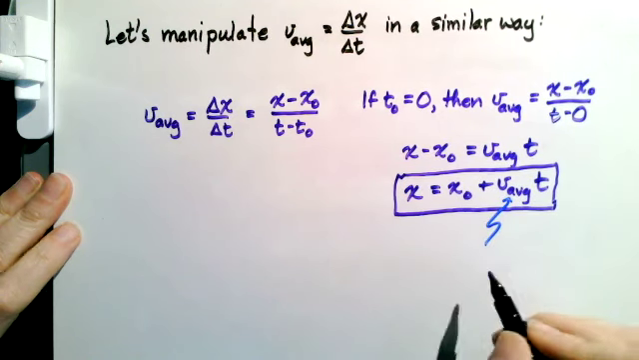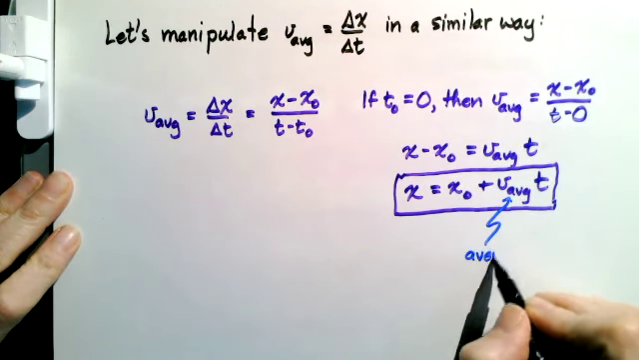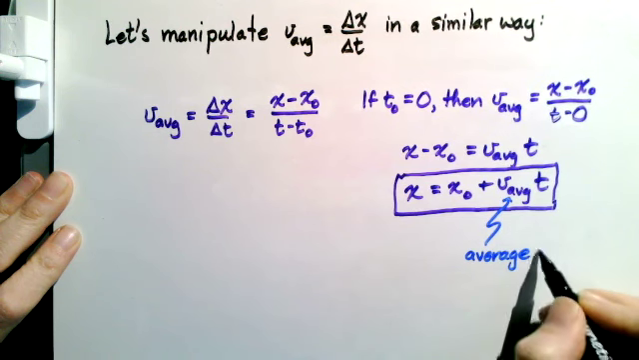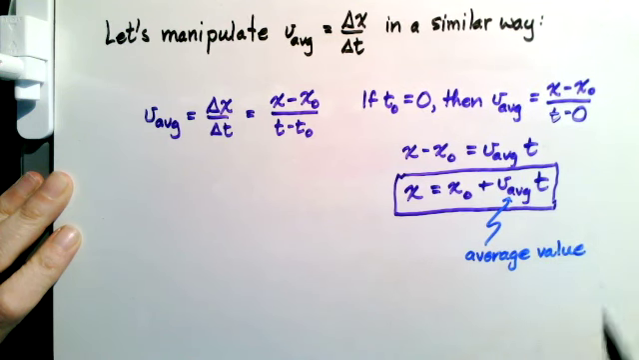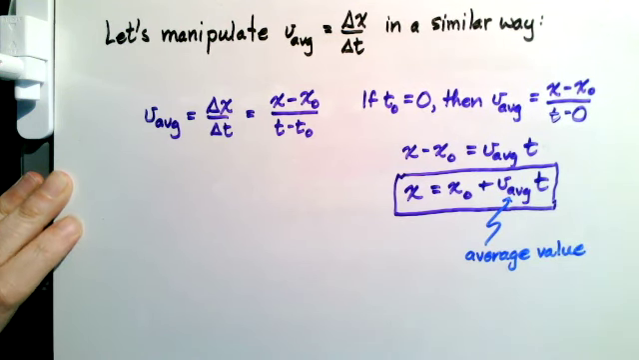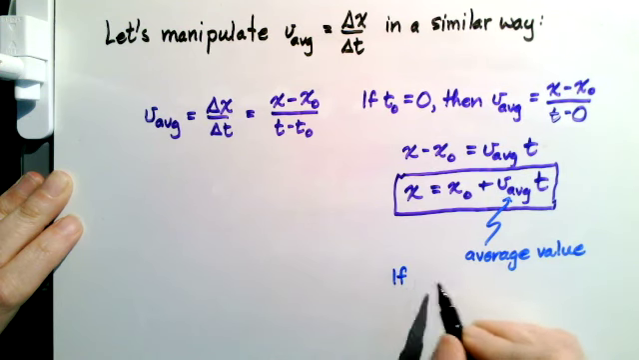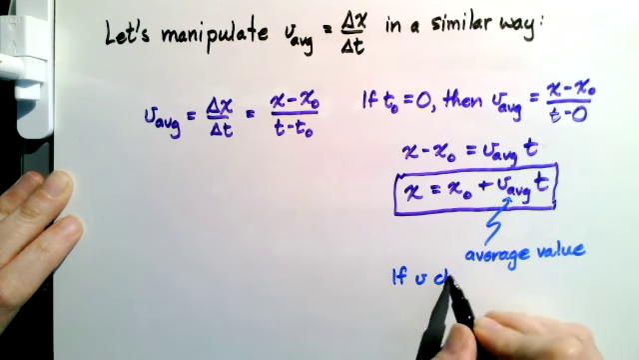But this assumes that the object that's moving is moving with a constant velocity and not accelerating. If the velocity changes in time, we're going to have to account for that.